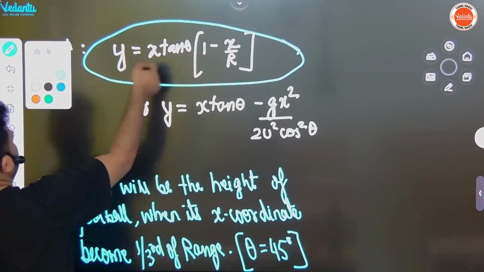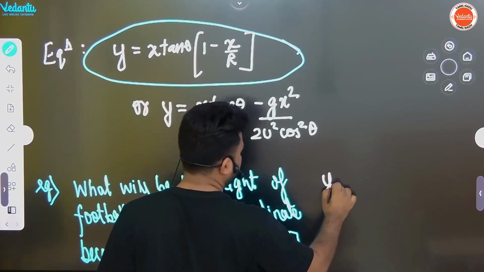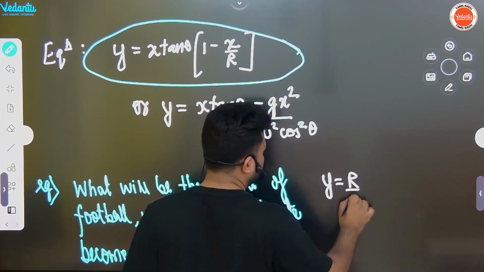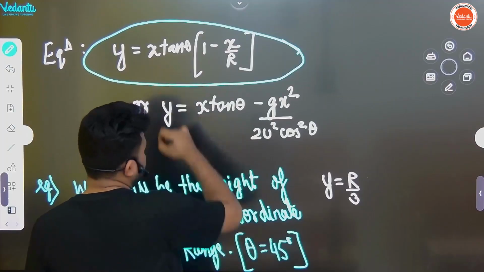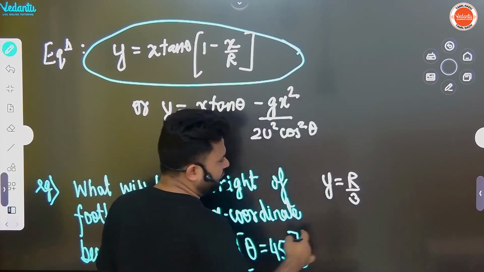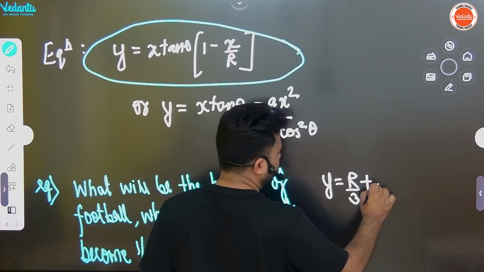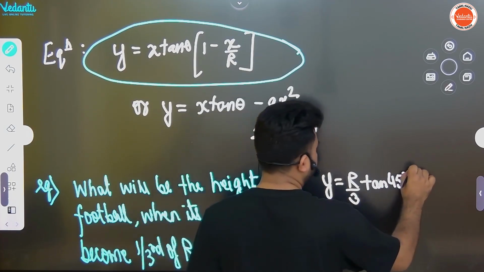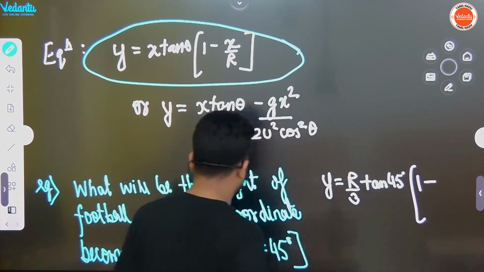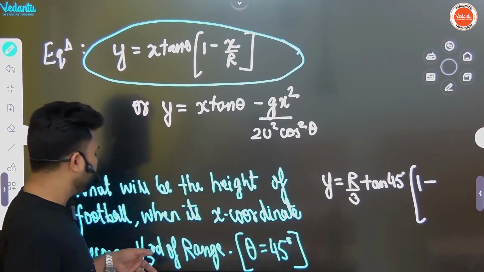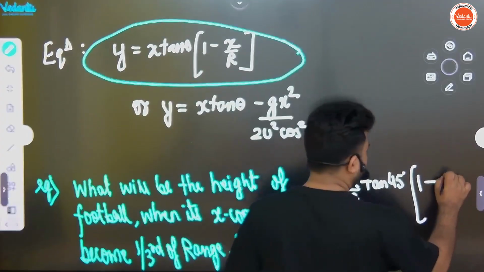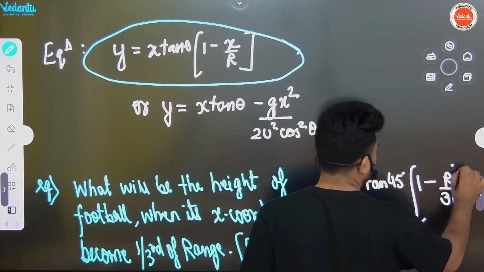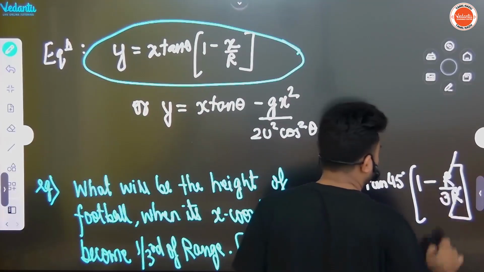So you can apply this equation now. y they are asking equals x tan theta. The x coordinate is 1/3 of range, so R by 3. 1/3 means R by 3. Tan theta. Theta they have taken 45, so tan 45 degree will be 1. 1 minus x coordinate. Again x coordinate they have told is 1/3 of range, R by 3, divided by R. So range gone.